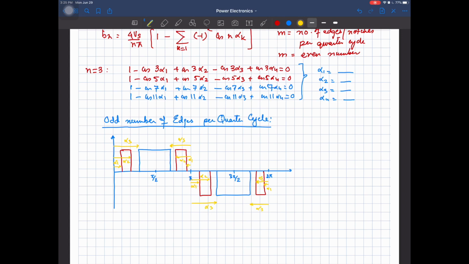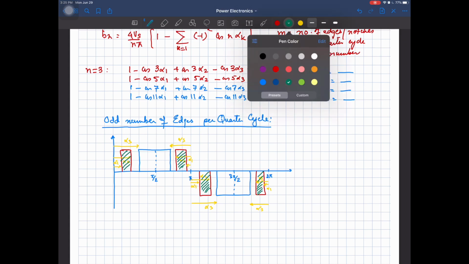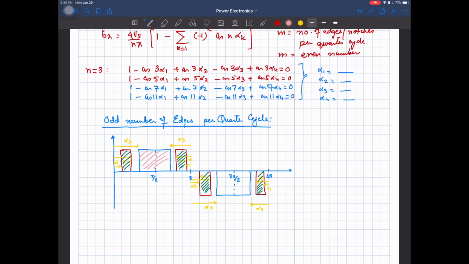So we have constructed the waveform in such a way that there exists quarter wave symmetry and half wave symmetry. Whatever is the width of this pulse, the same is the width of this pulse and this pulse. And whatever is the width of this pulse, the same is the width of this pulse. So there exists quarter wave symmetry and half wave symmetry. So A naught is equal to 0, An is equal to 0, and we need to calculate Bn.